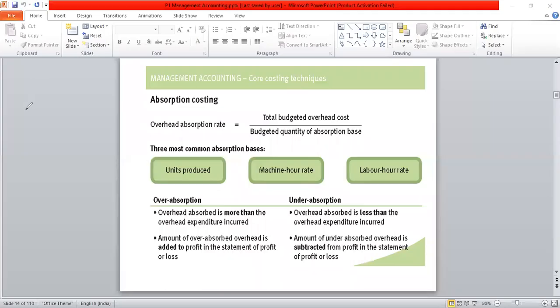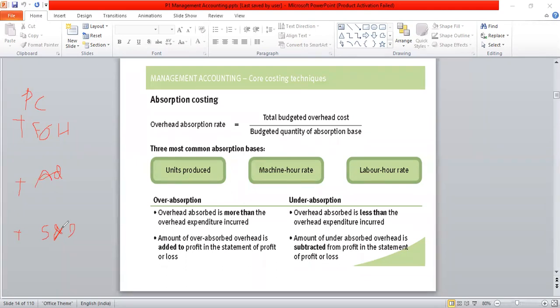When the cost sheet is prepared, after prime cost, the factory overheads are added, and then after the factory overheads, we see that in order we have administrative overheads, then selling and distribution overheads, they are added. This is the way in which the cost sheet is prepared.